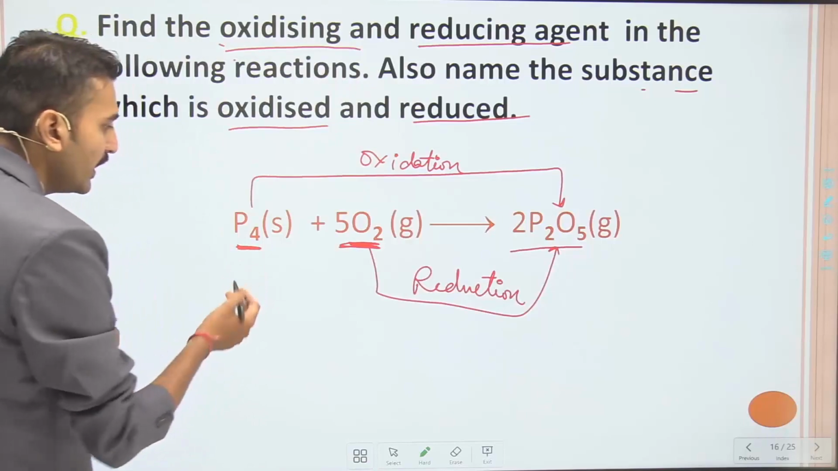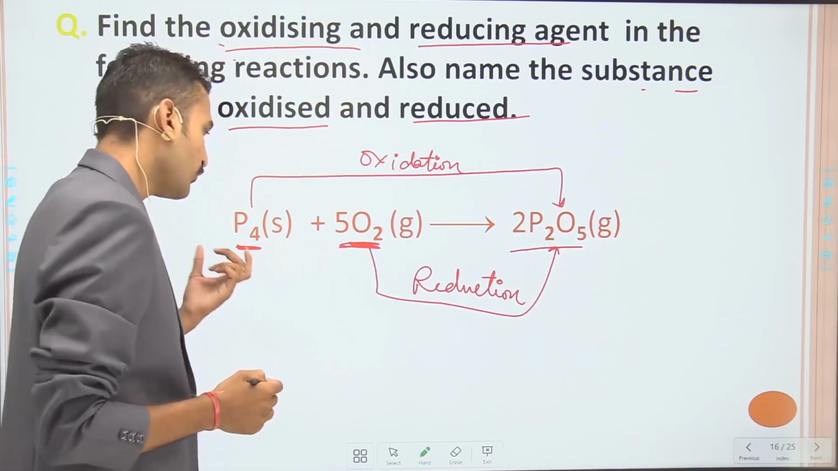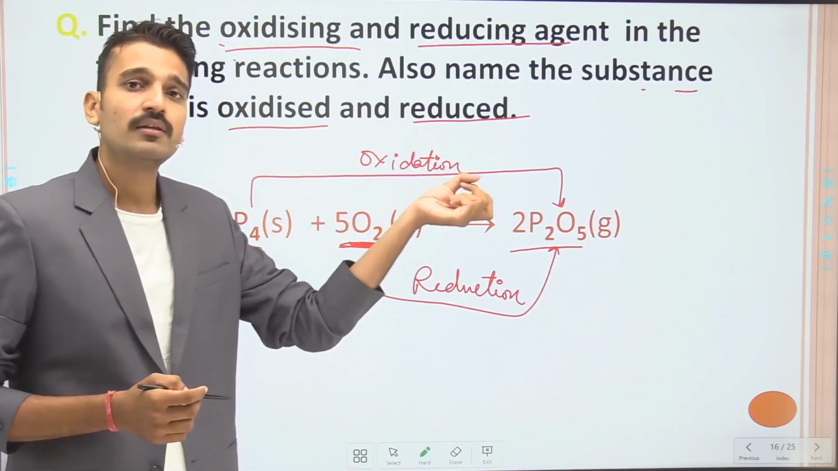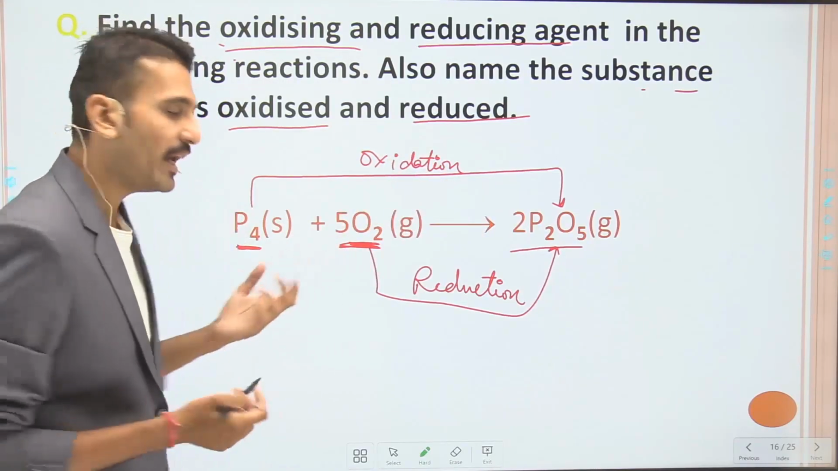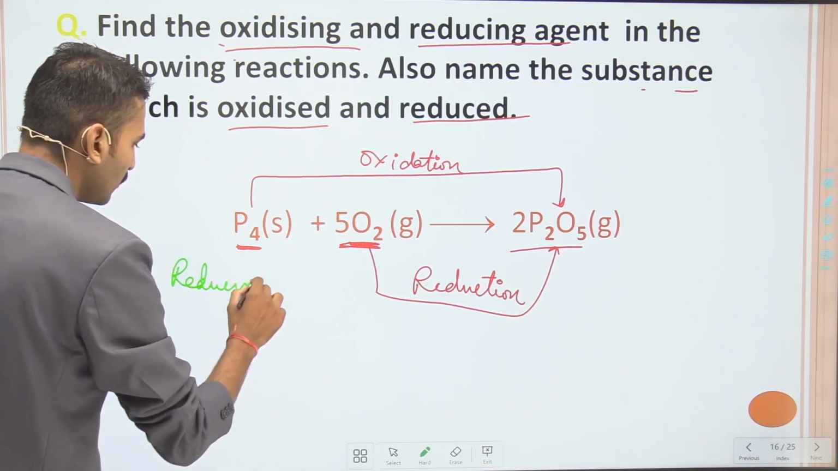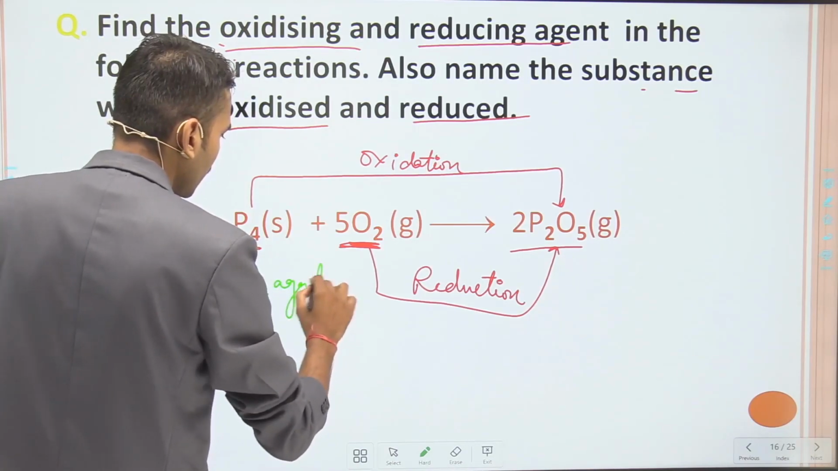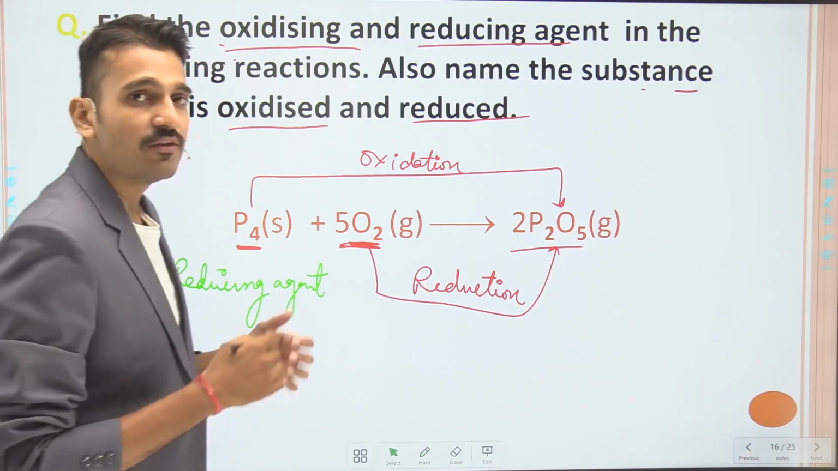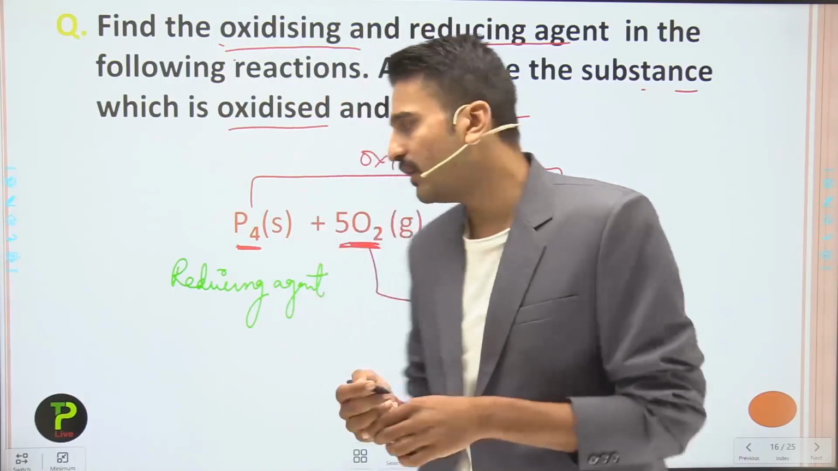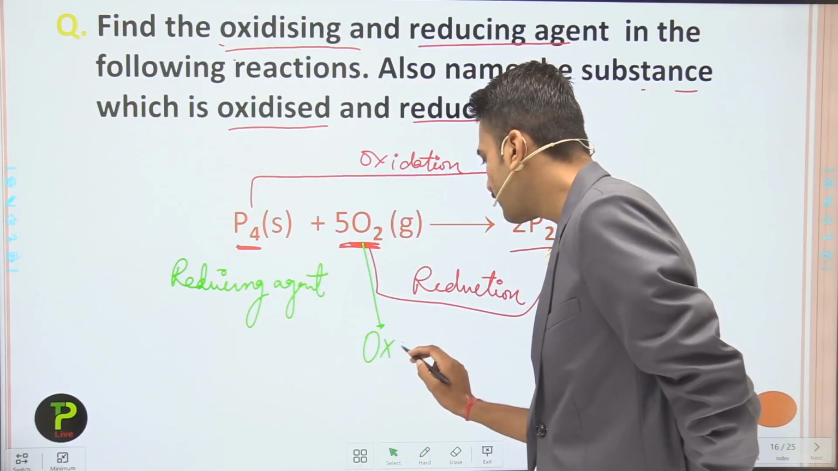The next thing is what are the oxidizing agent as well as the reducing agent. Since phosphorus is bringing the oxidation to occur, it will act as a reducing agent, and since oxygen is bringing the reduction, it will be the oxidizing agent.